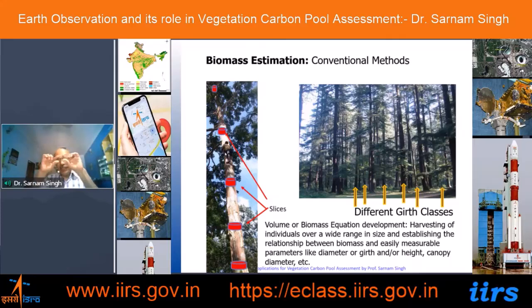You are taking the disc. You can take a saw, take a slice. So you know the diameter of it. You know the width of it. You can weigh it, so you know the fresh weight of it. You dry this in the oven, so you can find out what is the biomass of it. So if I know that this diameter, this height has this much biomass, then I can correlate all these things. Okay, so that's how this field work is carried out.